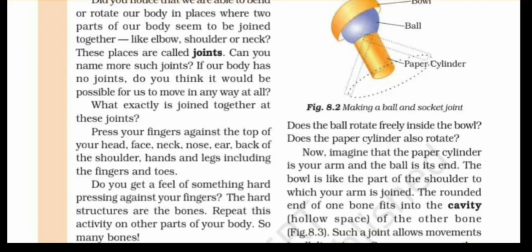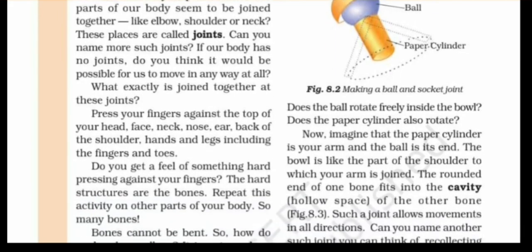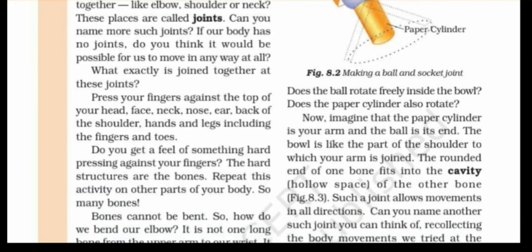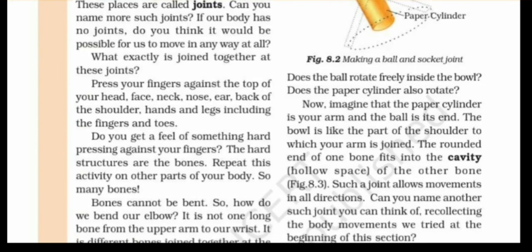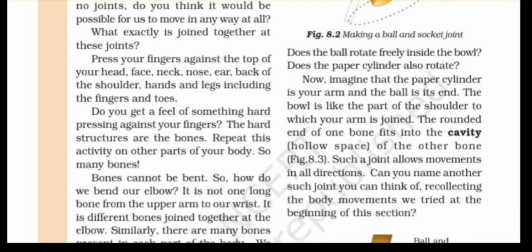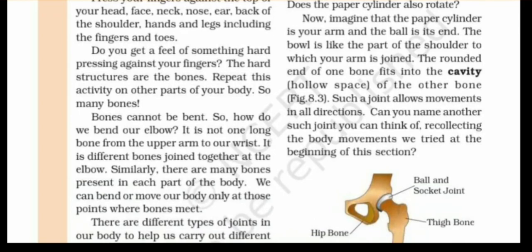Okay? Now see. What are joints? What are bones? That you already know. Now see what exactly is joined at these joints. Press your finger against the top of your head, face, neck, nose, ear, back of the shoulder, hands and legs, including the fingers and toes. The hard part is called bones. Do you feel something hard pressing against your fingers? The hard structures are the bones. Repeat this activity on other parts of the body. So many bones are there.